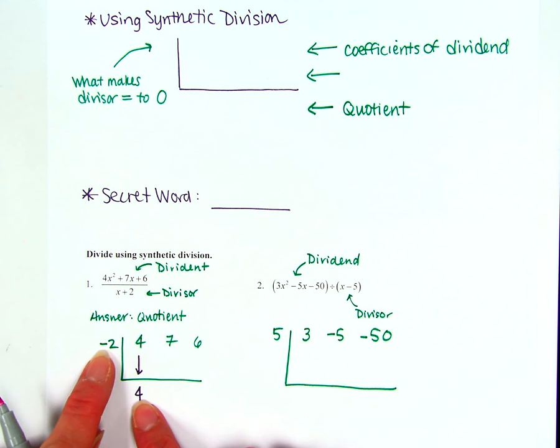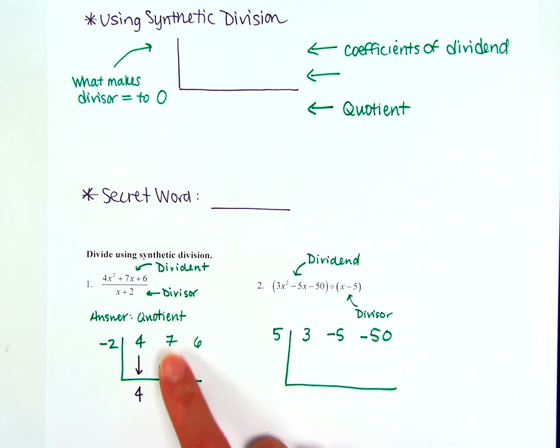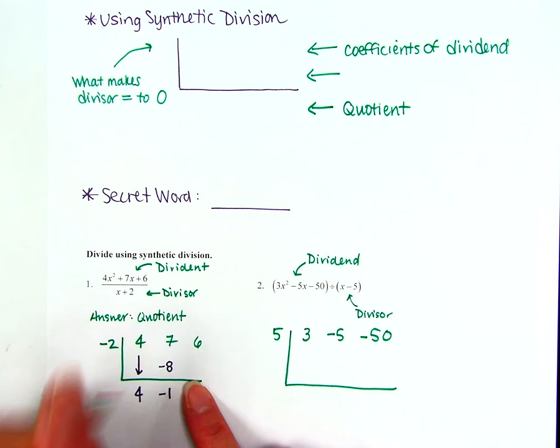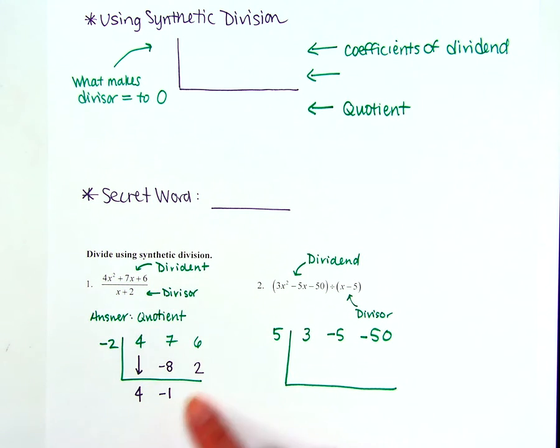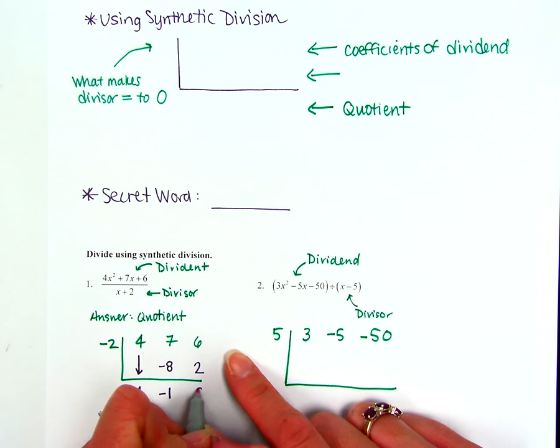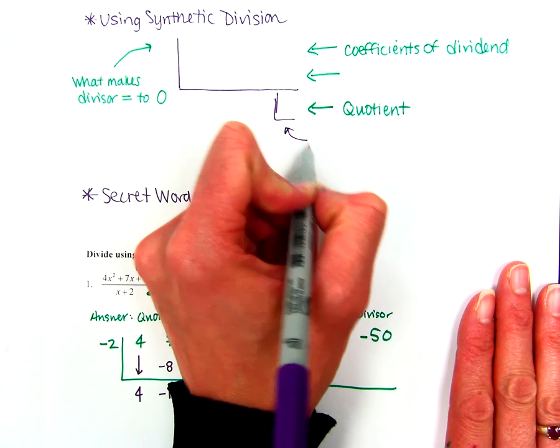And then you're going to do 4 times negative 2. Okay, so use your calculator if you need to, but 4 times negative 2 is negative 8. And then you're going to add your columns. So 7 plus negative 8, that gives me negative 1. And then I go back and repeat. So negative 2 times negative 1 is positive 2. And then I add. That's 6 plus 2. That gives me 8. All right, so remember, this row is my quotient. And this number 8 is actually a special number in my quotient. That is called my remainder. So the number that you get right in this corner here, that's your remainder.